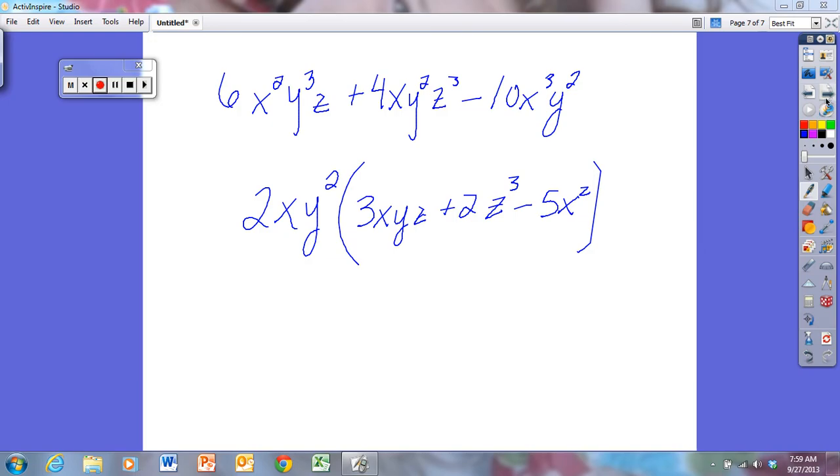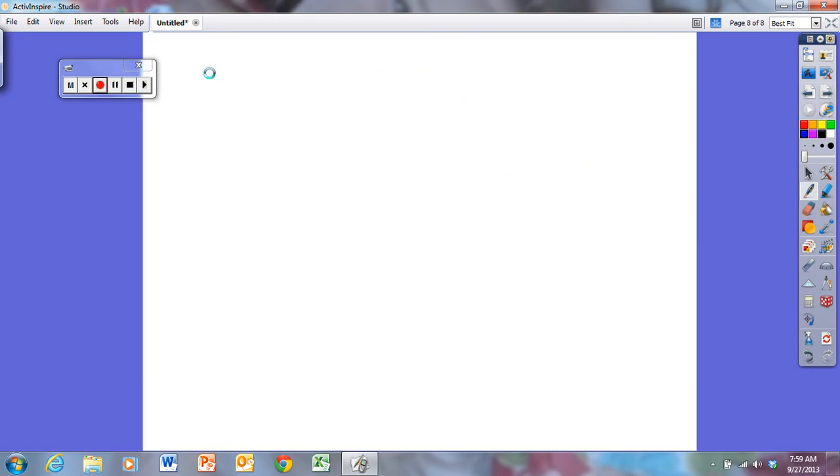Make sure you always look for a GCF first. Now we're going to move on to difference of perfect squares. There's my difference of squares symbol. The most important part of this is you understand that it has to be difference. You cannot factor the sum of perfect squares, and I'll tell you why in a minute.